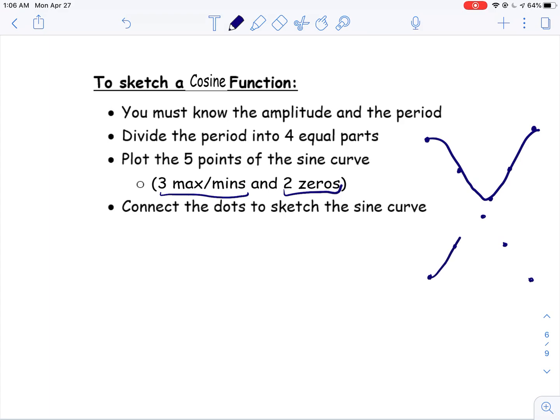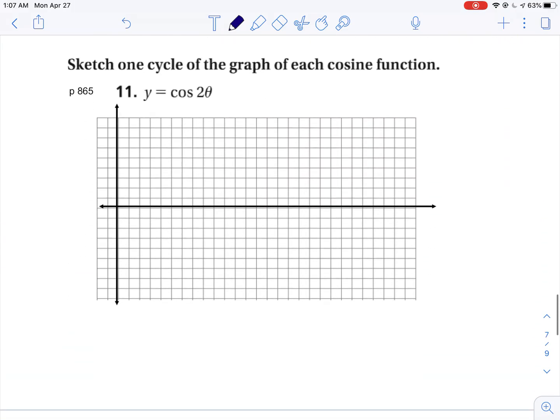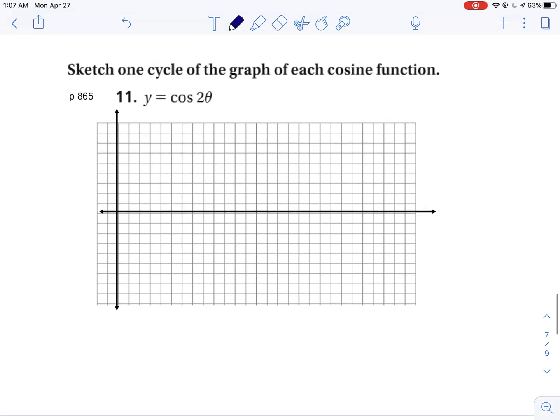If it's negative, it's going to start down, 0, max, 0, down. Okay, so it's going to look something like that. That is the only difference, okay? Everything else is exactly the same. So let's jump right into the examples.